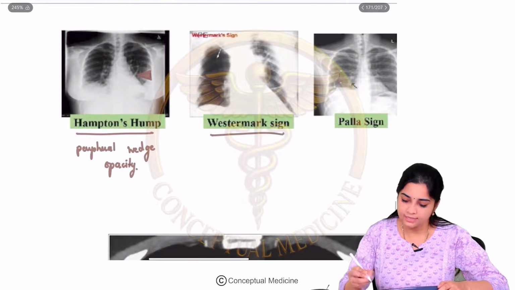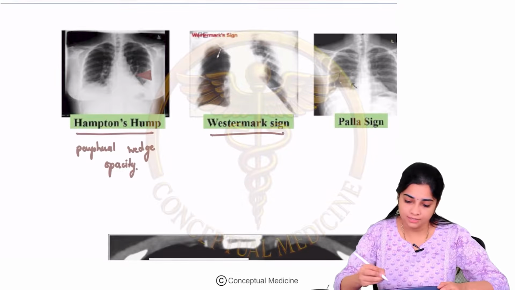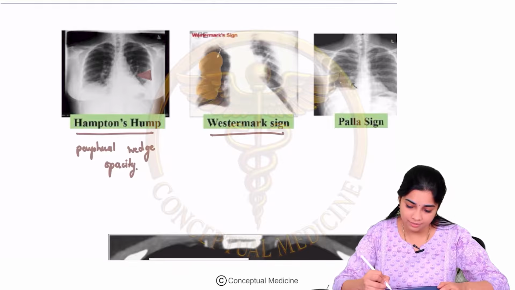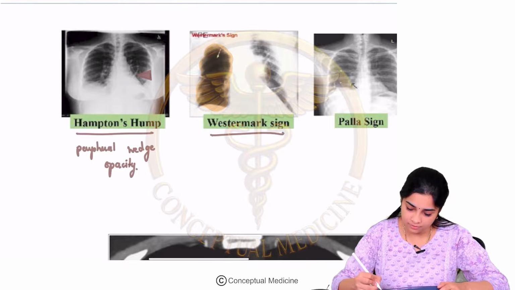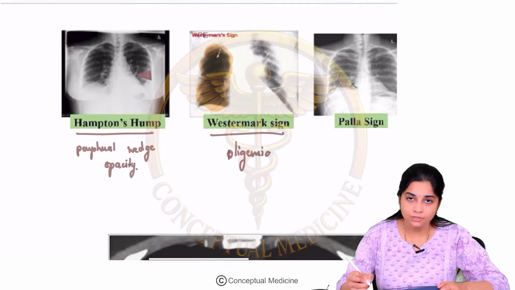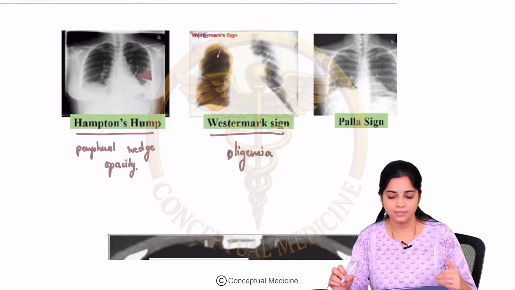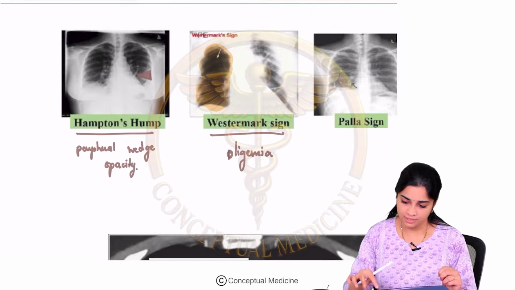Then the next sign is your Westermarck's sign. Can you see that this part of the lung is much blacker when compared to the other side, right? This is what we call your peripheral oligemia. Because of a cutoff to the blood supply to that portion of the lung, there is peripheral oligemia, and this is what we call the Westermarck's sign.